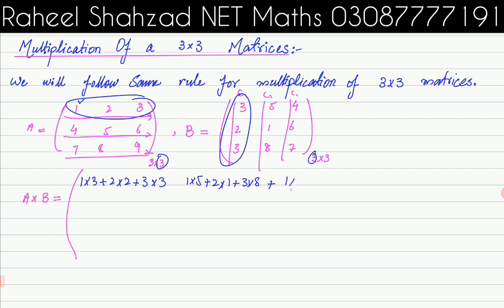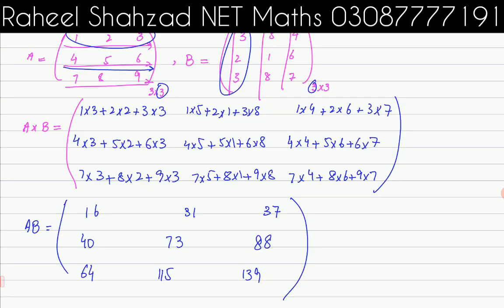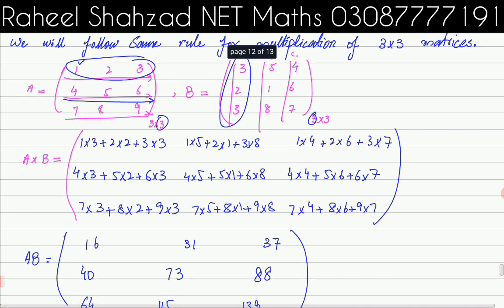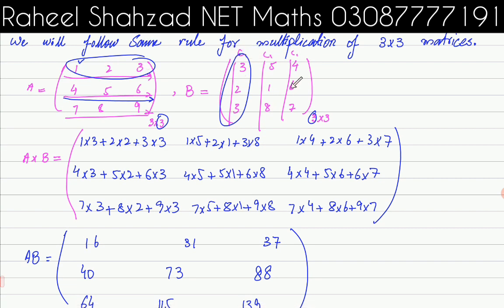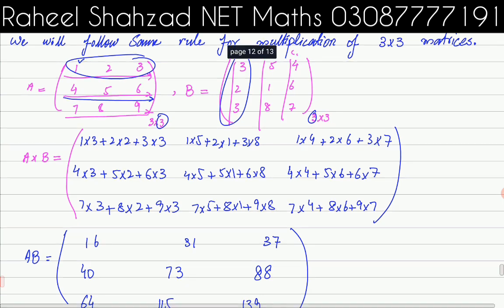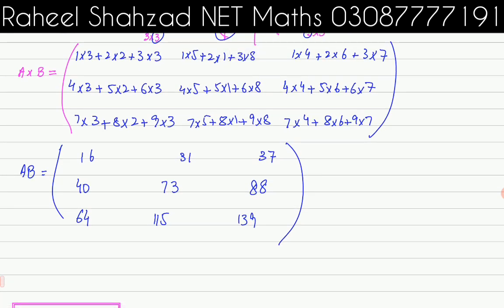The next is going to be first row third column, 1 into 4 plus 2 into 6 plus 3 into 7, right? Similarly, we're going to multiply second row with first column and second column and third column. So this is how we multiply these two matrices. These are the results. We multiply first row with first column, first row with second column, first row third column, second row with first column, second row second column, second row third column, and then third row first column, third row second column, and third row third column. These are the values and these are the final answers, right?